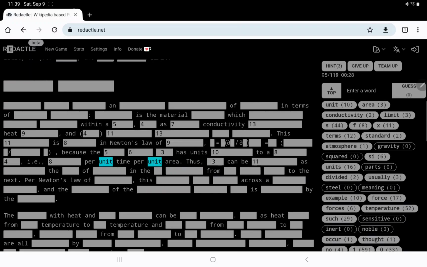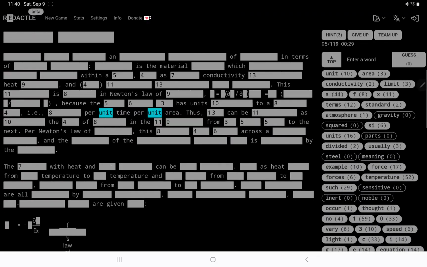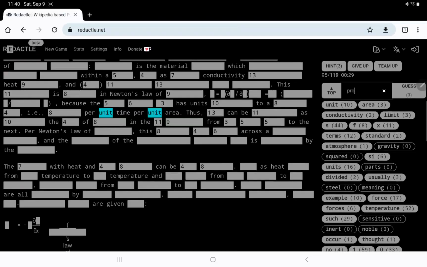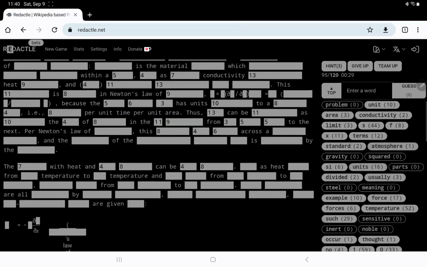Thus, 1, 3 can be something as blank the blank. Oh, there we have another. Very, very tricky. The 7 with heat. The problem with Harry.